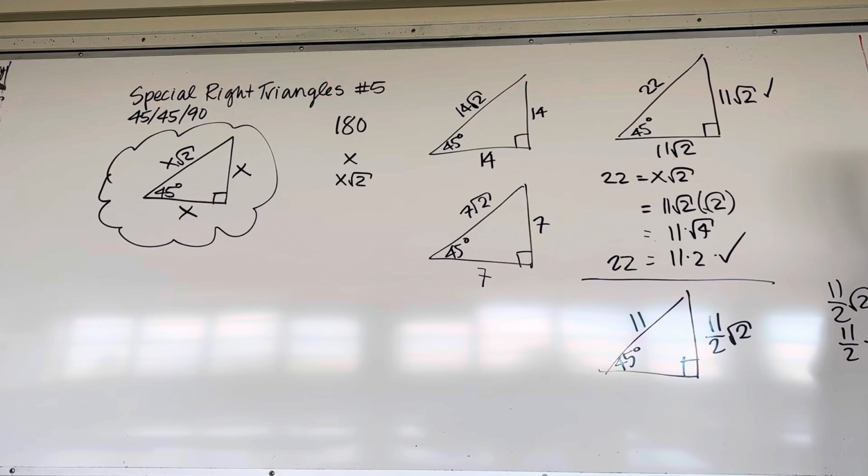What's radical 4 simplified to? 2. Still 11 halves in front of that. If you can keep in mind that the 2's up in this position, what happens to the 2? What's left? 11.